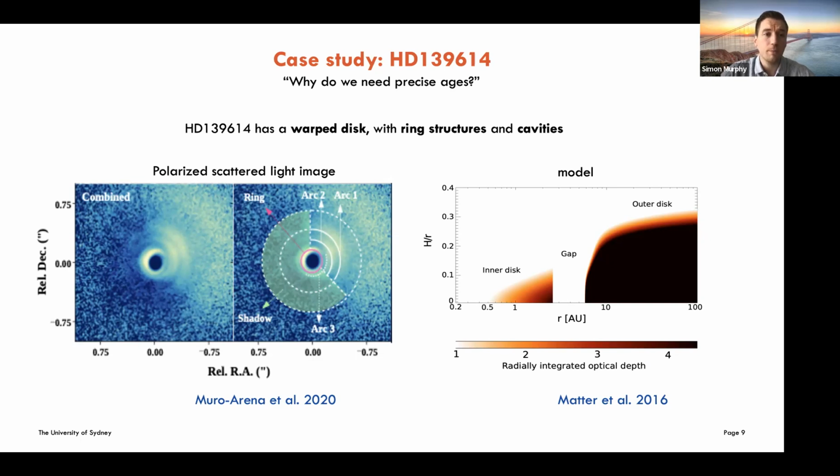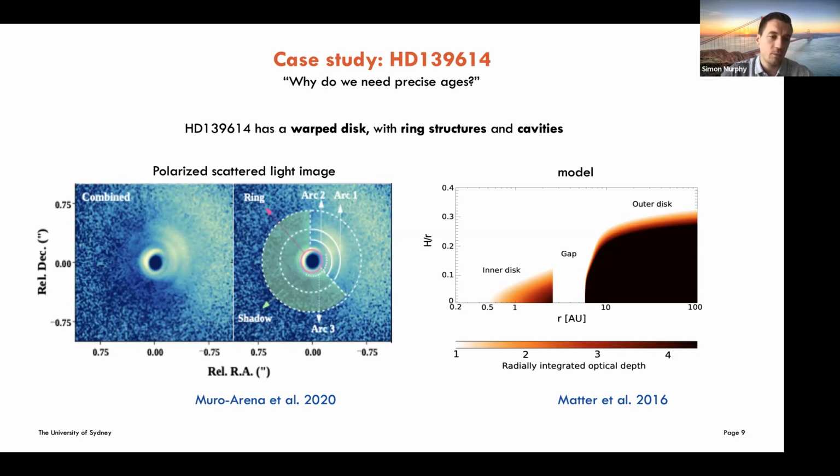This star has a warped planet-forming disk. That disk has ring structures and cavities within it, and that's why we think this disk is currently forming planets. So what you're seeing on the left is a polarized scattered light image. Within that image, there are rings near the star. There are arcs that you can see further out. And the fact that the image is bright on the upper right and faint on the lower left is an indication that the disk is warped.